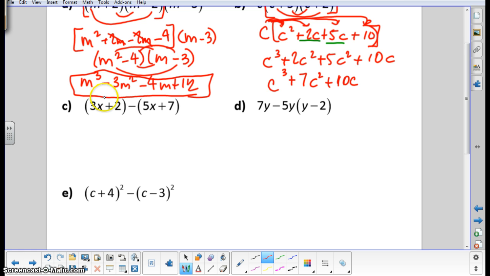Okay, what are you going to do on letter C? Give you time to think. You probably realize that this is not a FOIL situation because we have that operator between the two binomials. So in this case, we're just going to distribute that minus sign and do some simple addition. 3x plus 2 minus 5x minus 7. Combining like terms, negative 2x minus 5.